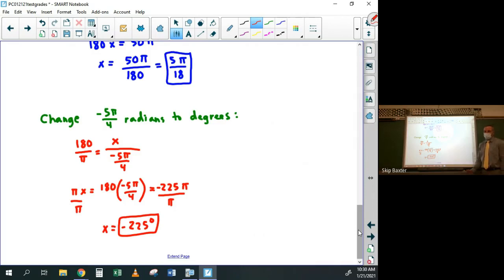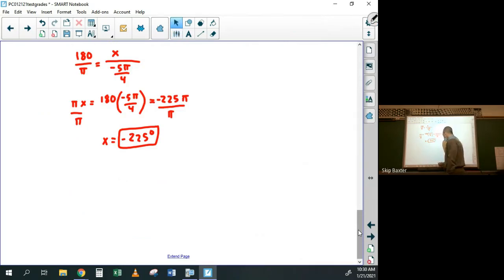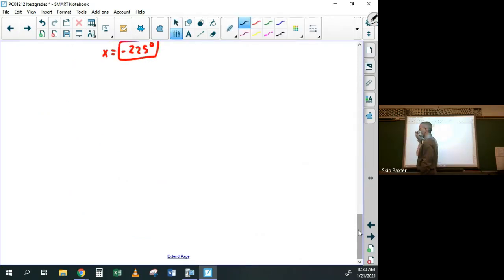Now there's a little shortcut. This way works every time, no problem. But there is a little bit of a shortcut. And the shortcut is, if you just think about what the proportion is that we're doing. It's 180 over pi equals degrees over radians. That's the formula that we're doing, right?